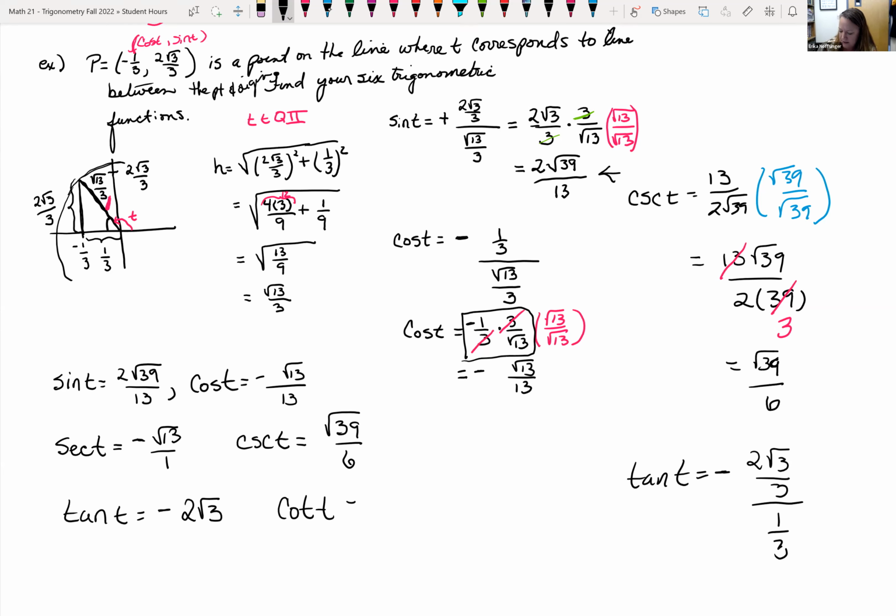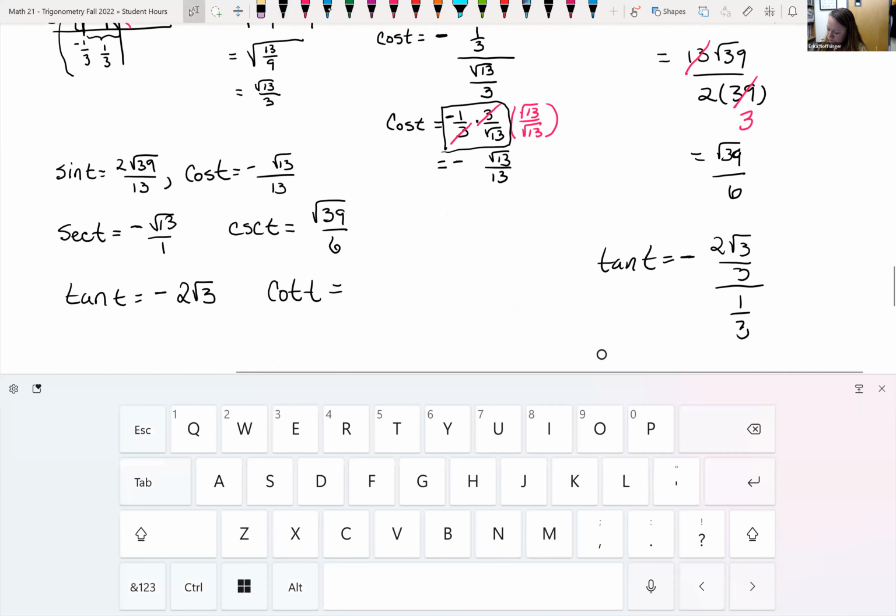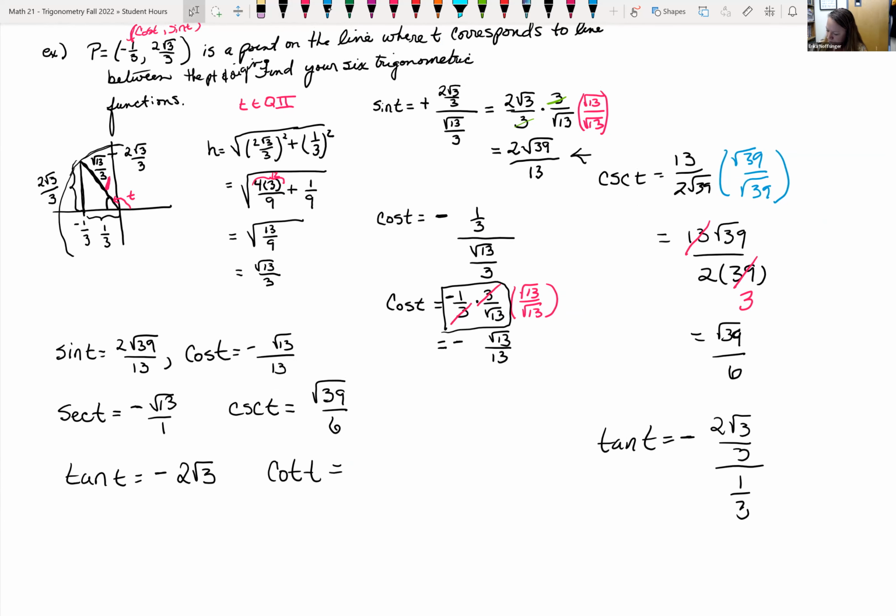Cotangent of t, that's the reciprocal of tangent. So cotangent of t is 1 over negative 2 root 3, so negative 1 over 2 root 3. Rationalizing the denominator, I get negative root 3 all over, root 3 times root 3 is 3, times 2 is 6.